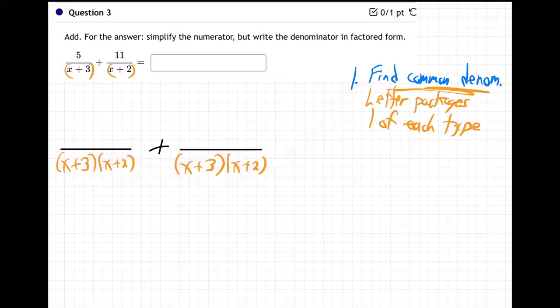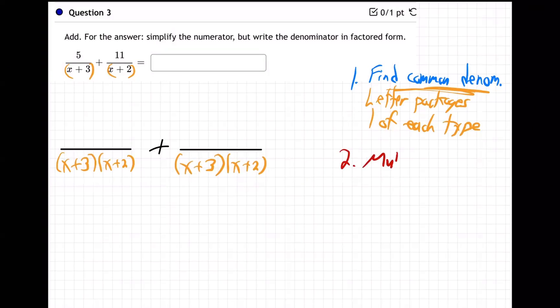How do I figure it out? I just took one of these and one of those. You just need one of each type. And so those are different types, x plus 3 and x plus 2. Those are letter packages. We need one of each type. Okay. And so then we're going to come in here, step 2. So we got to find the new numerators. How do we do that?